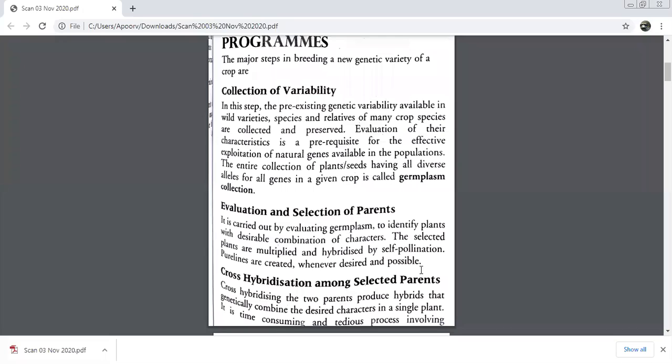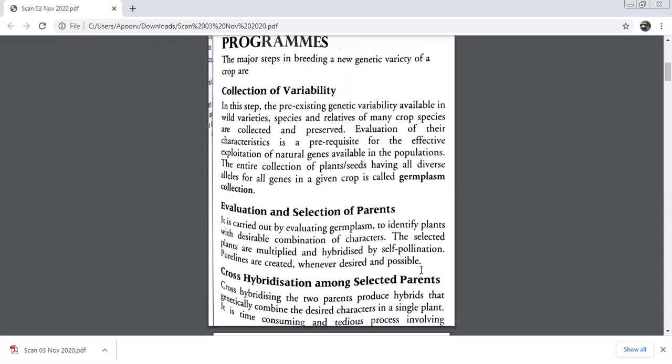We're going to understand about the programs or the steps in breeding a new genetic variety of a crop. New variety of a crop, what are these steps? First is collection of variability. As the word variability tells you, variety or difference. So what do we do in this? In this step, we take the pre-existing genetic variability available in wild varieties. We will go for the selection of wild varieties, species, and the relatives of these species. We collect them, we preserve them, and then we evaluate the characteristics.